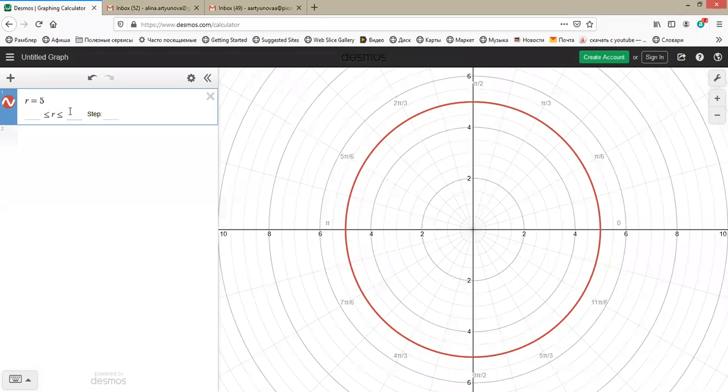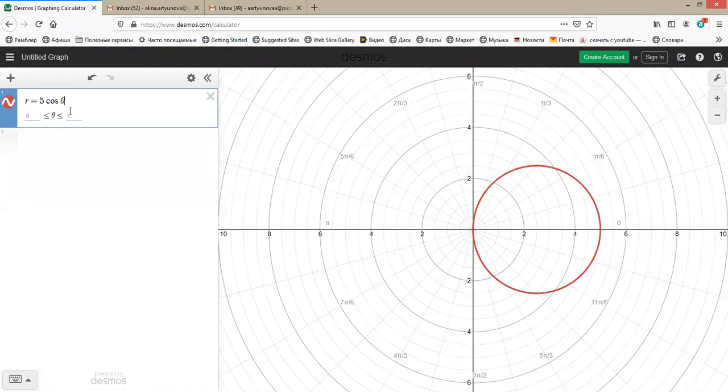Okay, 5 cosine theta. Can everyone see my screen on Desmos? Yes. Thank you.